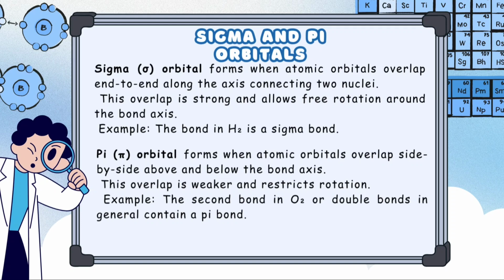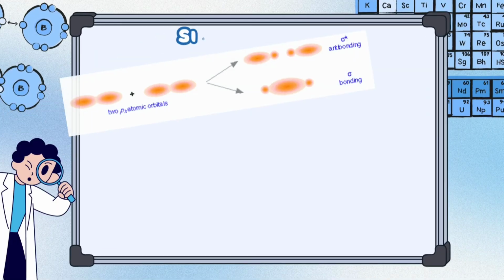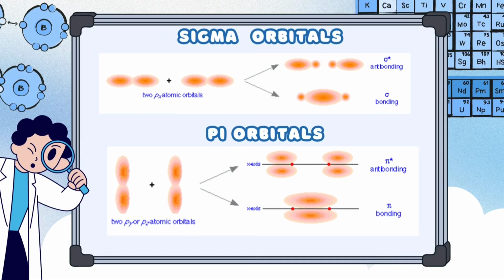I have a diagram here. With sigma orbitals, we can see that it is joined together with the two nuclei, while pi orbitals are side by side, above and below each other. So again, sigma orbitals are joined together and pi orbitals are side by side. It is shown here.